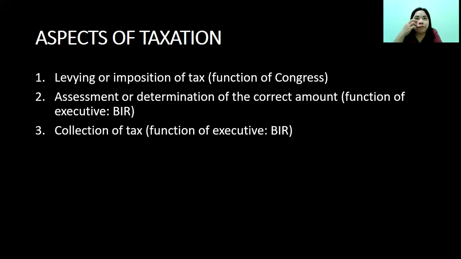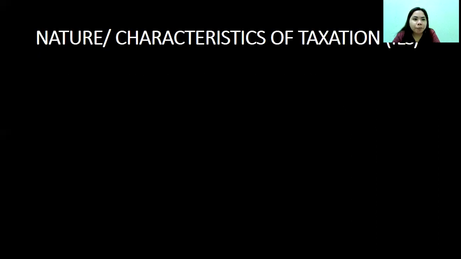So in order, first it is levied, it is imposed. Second, the amount is identified. Then third, it is being collected. So those are the aspects of taxation. Number one is the function of Congress. The assessment and collection is with the executive, or under the Bureau of Internal Revenue. That's the aspects of taxation.